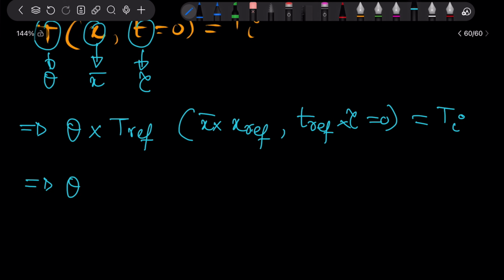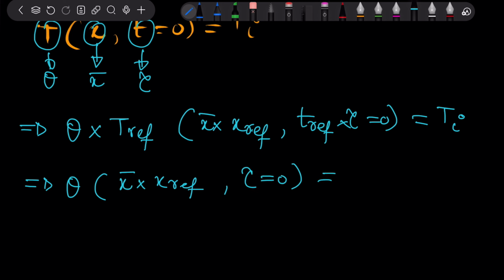That means my theta at x bar into x ref, right, comma my tau equal to 0 is equal to what? Ti by Tref. Clear? Okay.